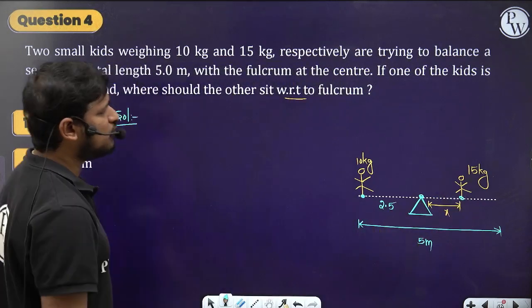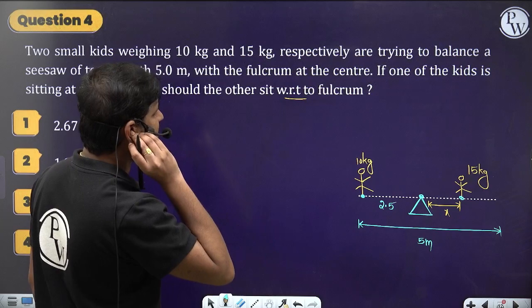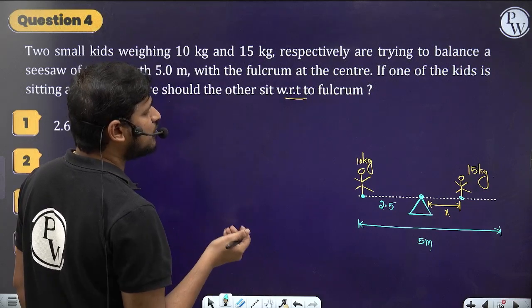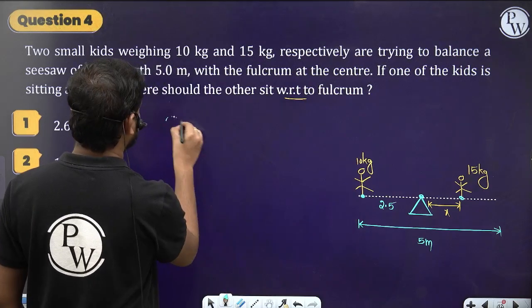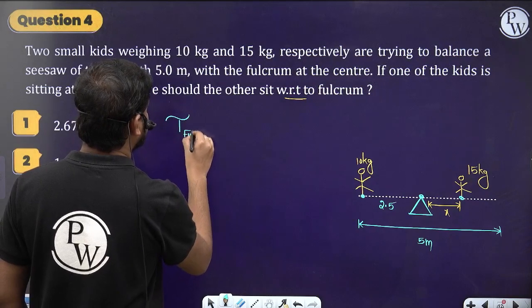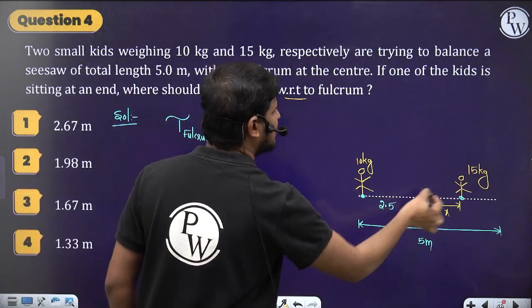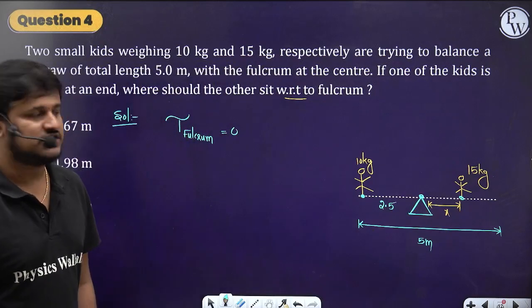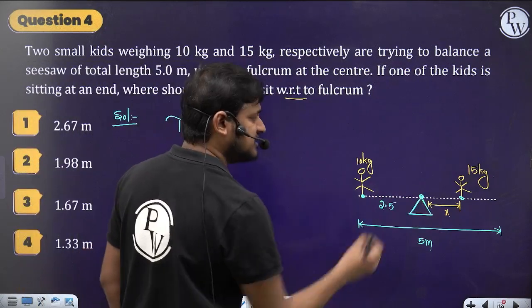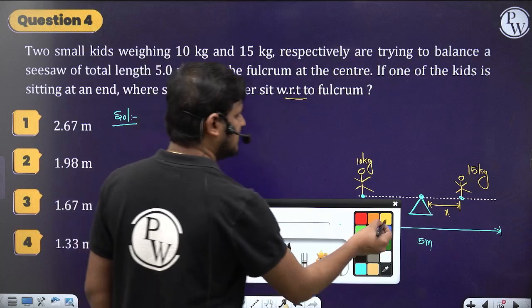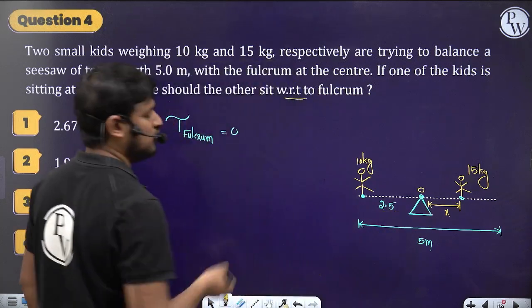Okay, so now the simple thing: the torque about the fulcrum is 0, because we need this distance, right? So the torque about this fulcrum is 0. Or else the torque about the center is equal to 0, whatever. Let this point be O. So the torque about O is 0.